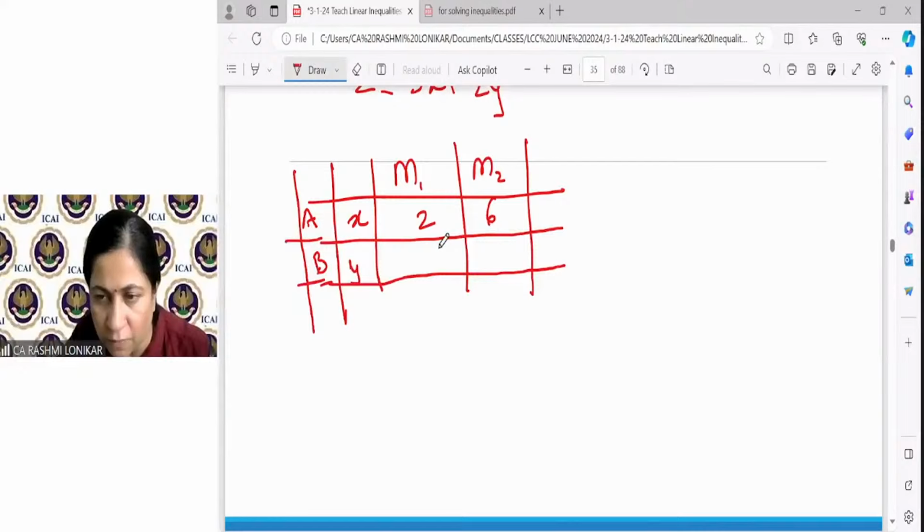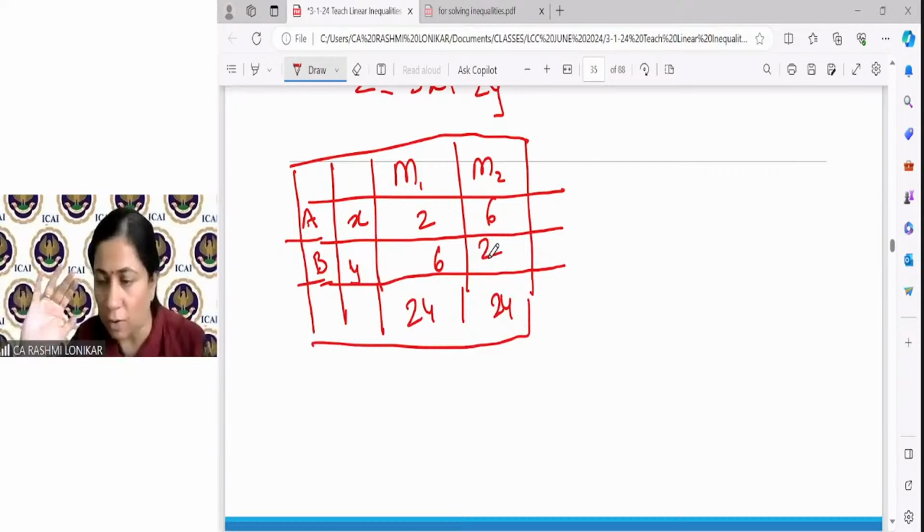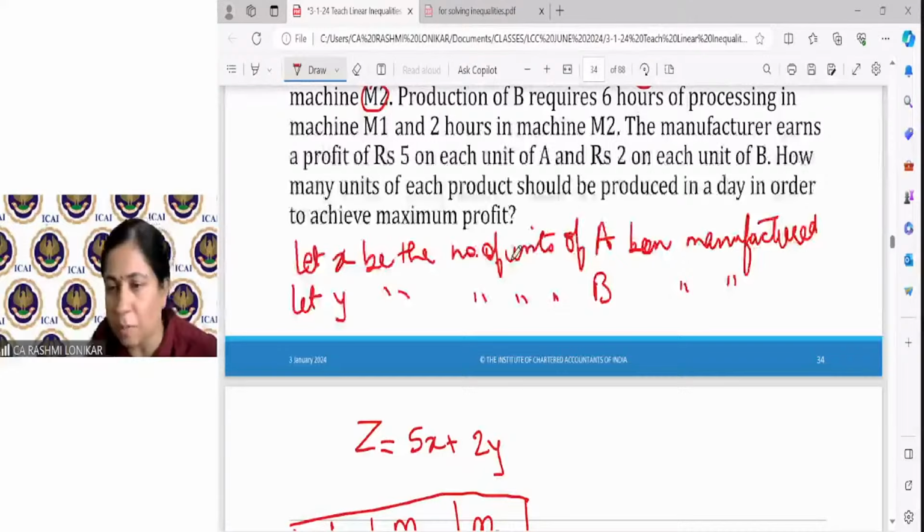What is the maximum time? 24 hours. Here it is 24. If you make this, your life will become very easy. All these conditions are now there. You have already written those conditions. So, all this descriptive information, I am able to write in the form of a table with numbers.